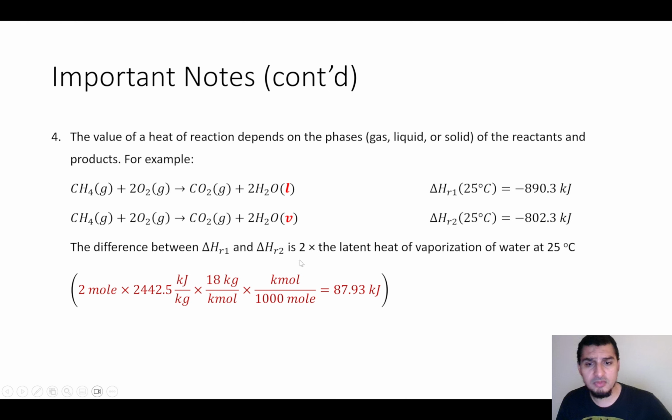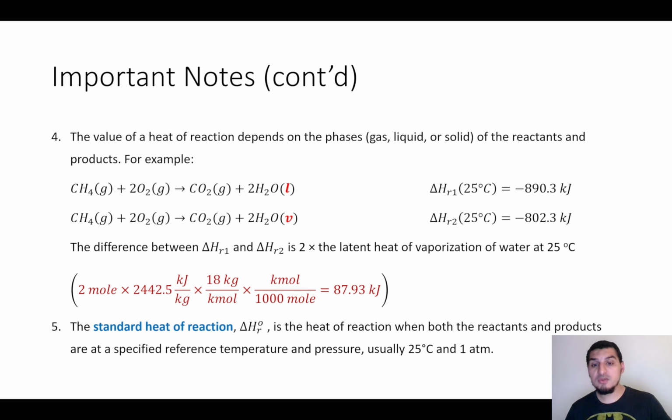So if you go to the steam table, you'll find that the latent heat of vaporization of water at 25 degrees Celsius is 2442.5 kilojoules per kilogram. With some unit conversion to convert this from kilogram to kilomole, and then from kilomole to mole, and of course multiplying by 2 because it's 2 moles, there is going to be almost 88, which is the difference between these two values. So this is what happens if you write the equation with a different phase: the difference is going to be the latent heat.